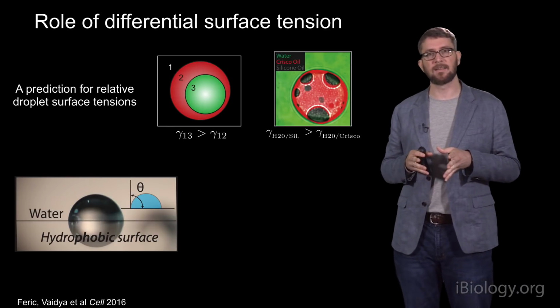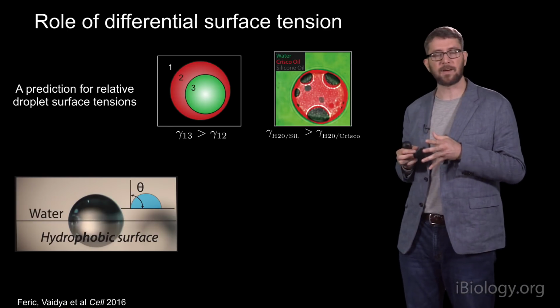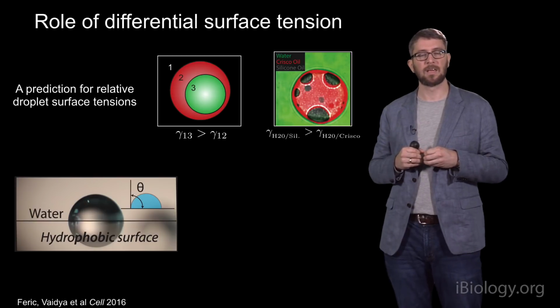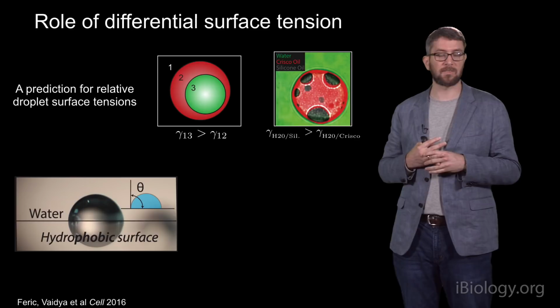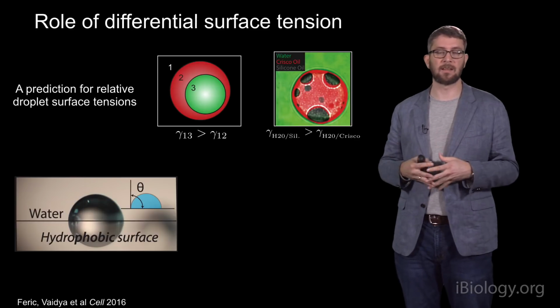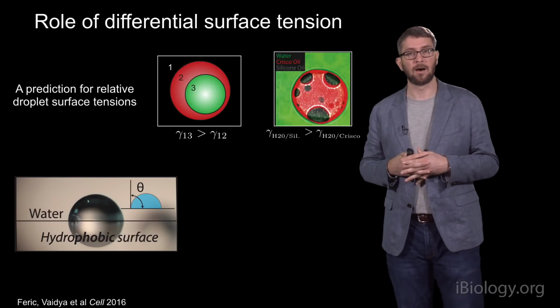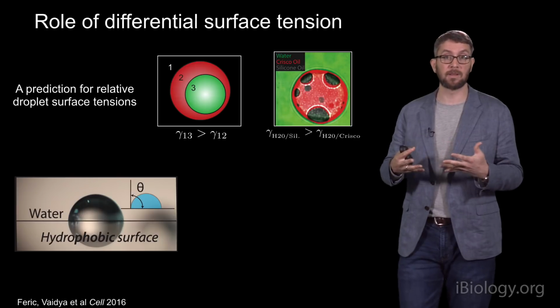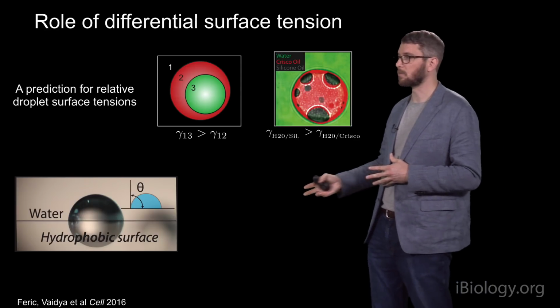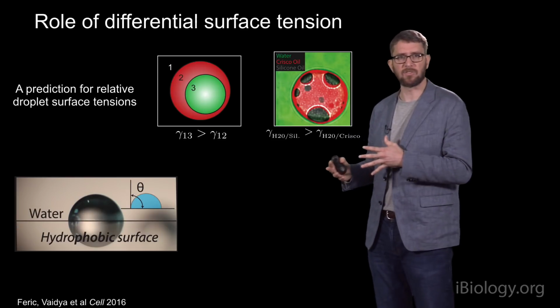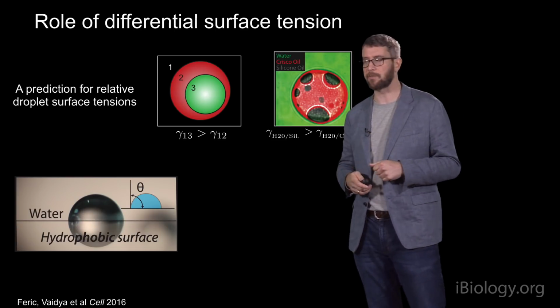To try to test that idea, we took the purified proteins that form these liquids and asked how they interact with surfaces of different hydrophobicity, so that we could try to understand the relative strength of their interaction, their favorability for interactions with water versus with oil. And so we took a surface that's relatively hydrophobic. This is not a strongly hydrophobic surface, but relatively hydrophobic.